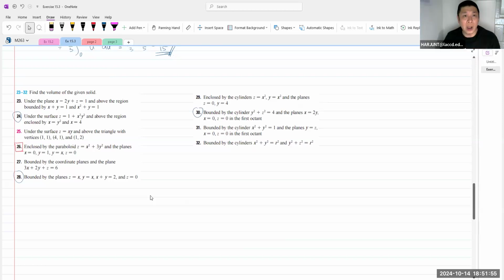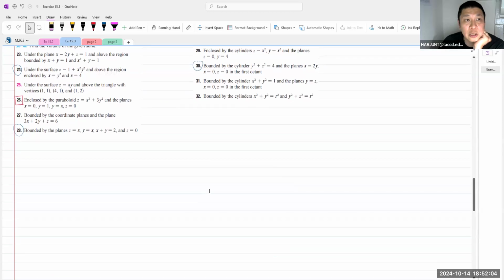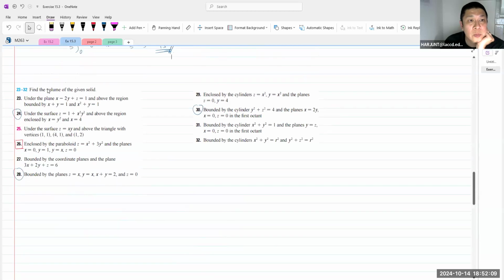Number 24. Now, why is this part harder? Because you need to be able to see what the shape looks like. So it's actually quite challenging. Number 24. Find the volume of the given solid under the surface z equals 1 plus x squared y squared. So let's say this is the surface. Okay, it actually looks like, I think it looks like this, maybe.